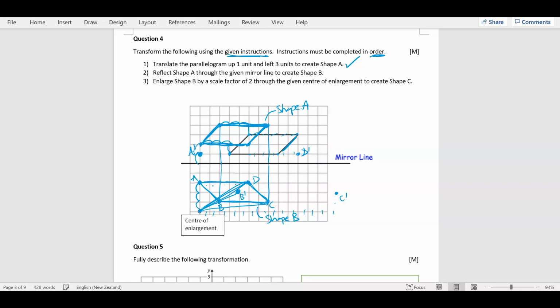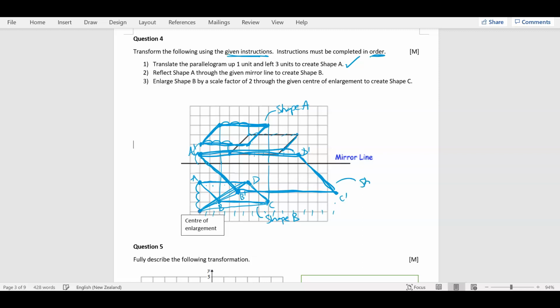So our working's very messy, but hopefully you can see the A, B dash, C dash, and D dash. Get rid of all those, and from here we just connect the dots to finish off our shape. So there's the first part of our parallelogram. We're going to go across the grid to C, diagonally up to D, and then back to A as well.